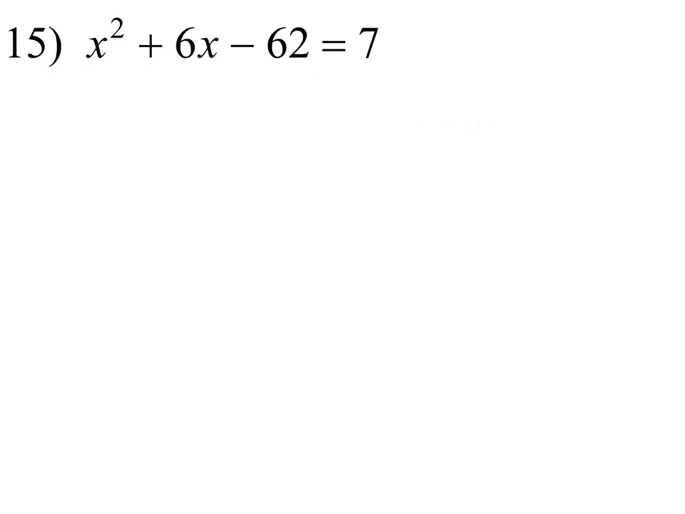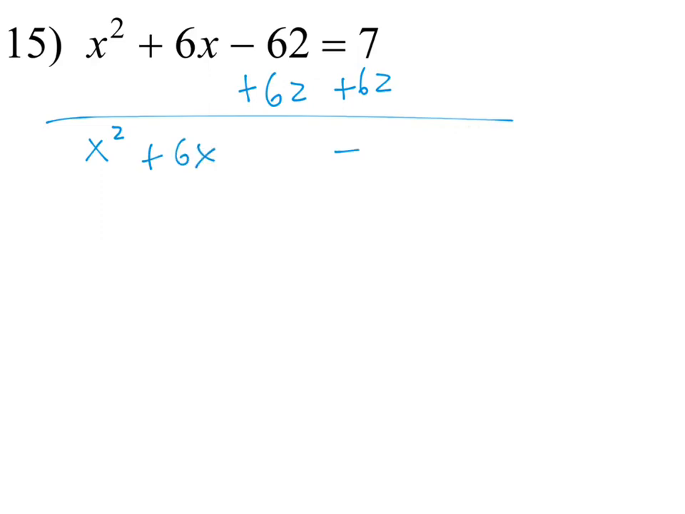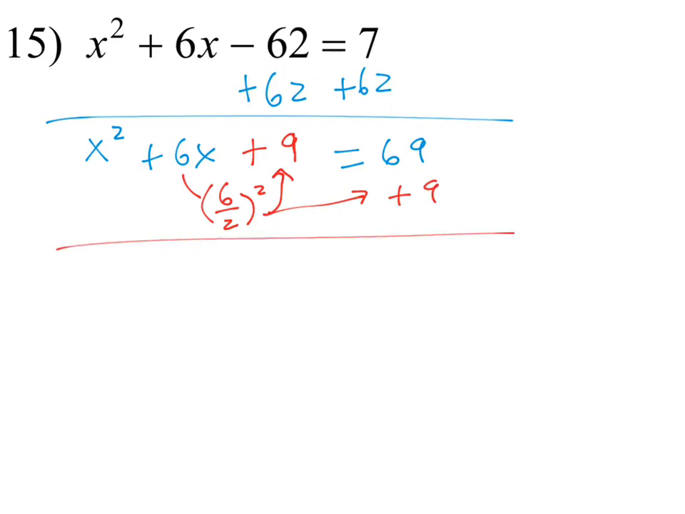Let's jump over to number 5. Again, we want the x terms all by themselves on the left side, so we're going to add 62 to the other side. And we got x squared plus 6x is going to equal 69. And then we are going to complete the square on the left side by taking our b term and dividing by 2, and then square it. And that's going to go up here. And we also have to add it over here. 6 divided by 2 is 3, squared is 9. So we're going to add 9. Then we're going to add 9 over here. And that's going to give us x squared plus 6x plus 9 equals 78.